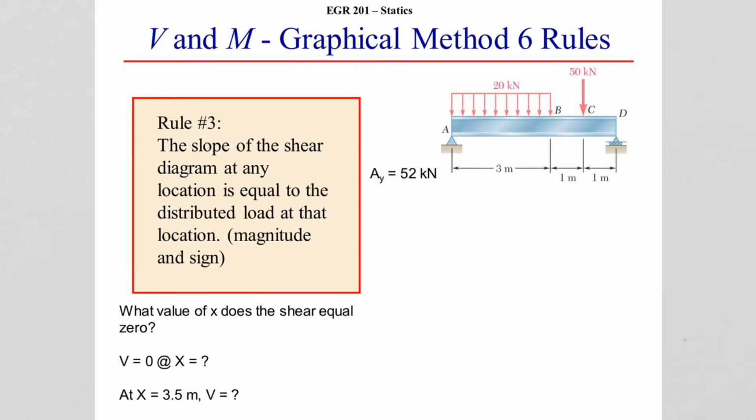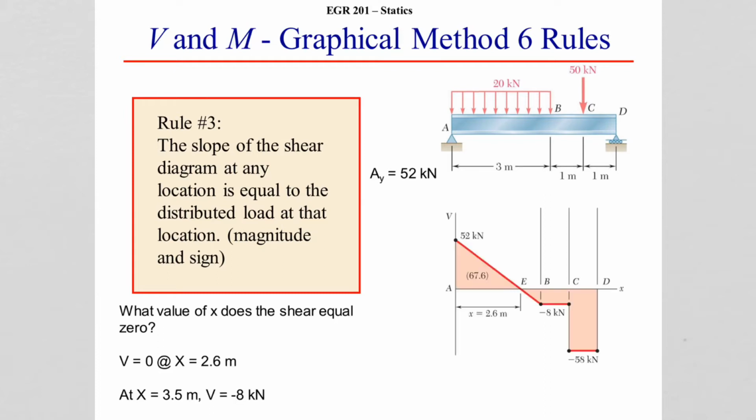The next one is Rule 3, and it says the slope of the shear diagram at any location is equal to the distributed load at that location. So if we look at this, we have our distributed load here of 20 kilonewtons. This slope will again be this negative 20 kilonewtons. Of course, our AY is 52, so it jumps up, and it's going to go down by 20 kilonewtons all the way down. Then it remains constant after it stays there. Then it will jump again due to this 50 kilonewtons and go across. So that's the first 3 rules.